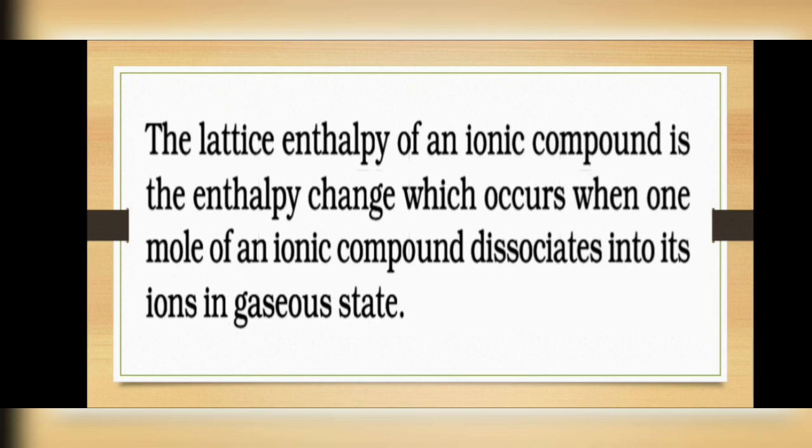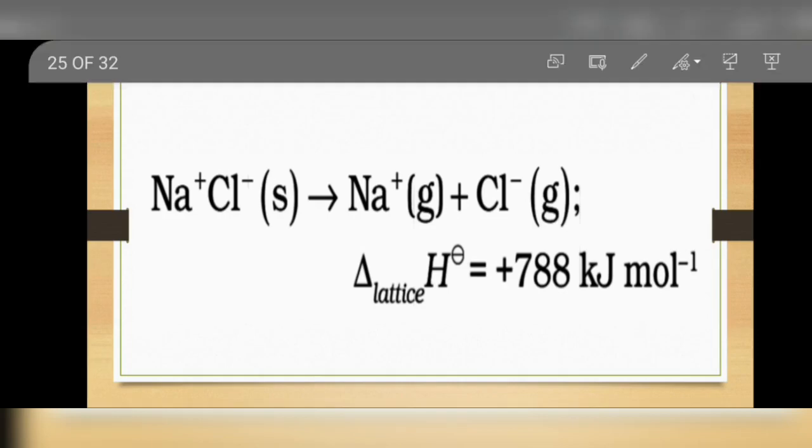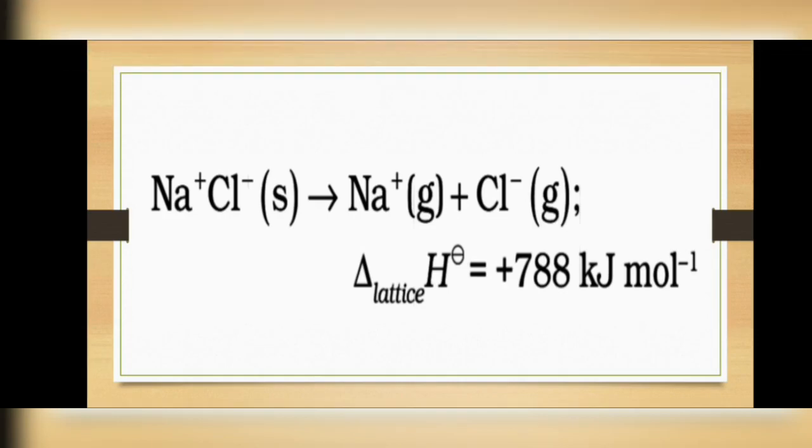So when you take 1 mole of an ionic compound and it dissociates, that is, it breaks down into its constituent particles, like into its ions, the change in enthalpy during that process is called lattice enthalpy. That is, when you take 1 mole of an ionic compound and it dissociates into its ions, meaning positive and negative charged particles, the change in enthalpy during that process is termed lattice enthalpy.